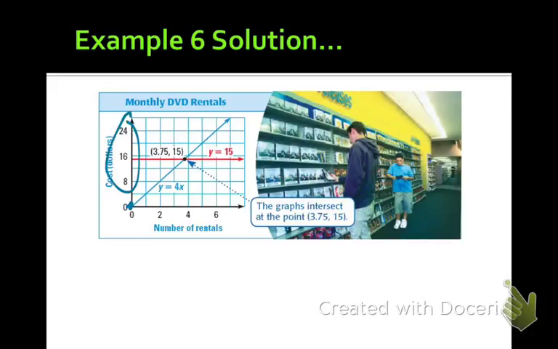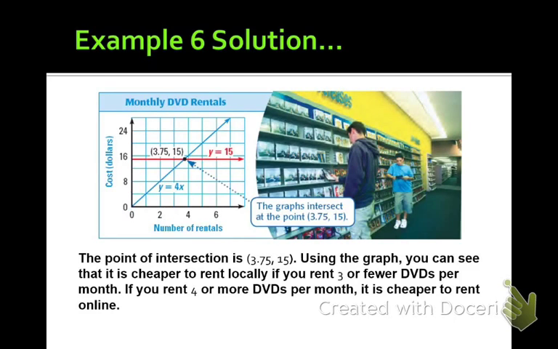Sorry, this is scaled. I didn't notice the scale. You should always notice your scale. So we go up 4 over 1, up 4 over 1, and then we can graph our line up here. That's what you see there. Now, where they intersect, they're going to have the same x and y values. Y is the cost, so this is where their cost is the same. Using this graph, you can see that it's cheaper to rent locally if you rent 3 or fewer.